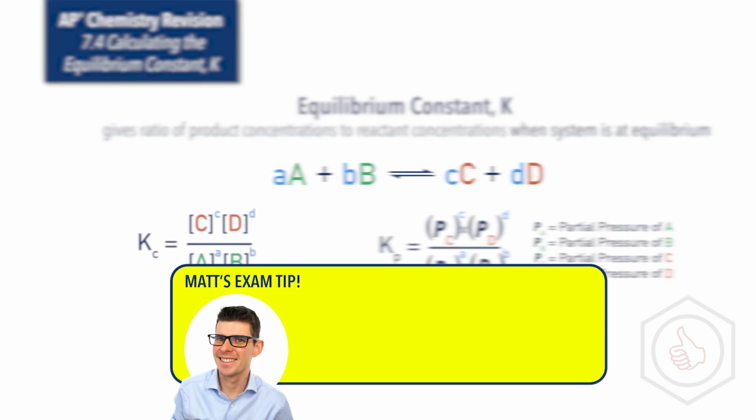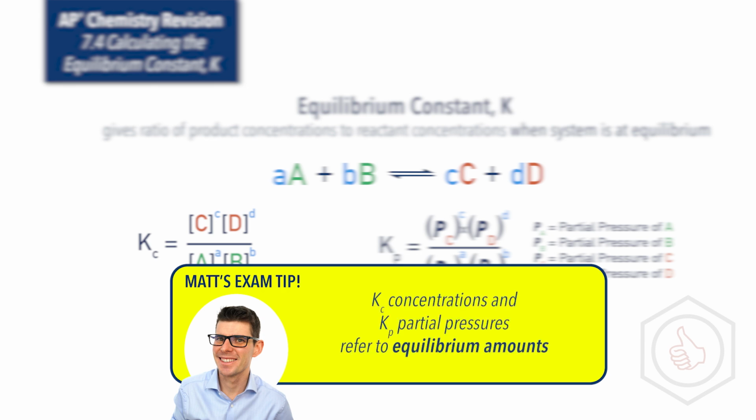Exam tip here, remember concentrations in the Kc expression and partial pressures in a Kp expression refer to equilibrium values. If a question gives you initial or starting concentrations, you can't simply substitute those into a Kc or Kp expression, because they aren't equilibrium concentrations, they don't refer to equilibrium amounts.